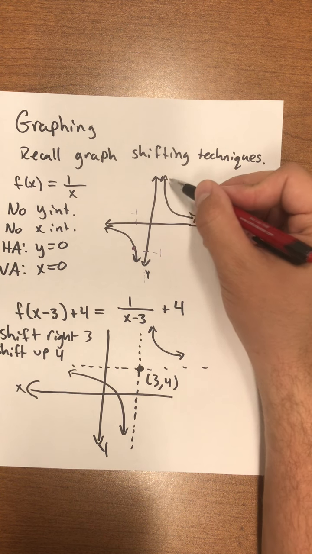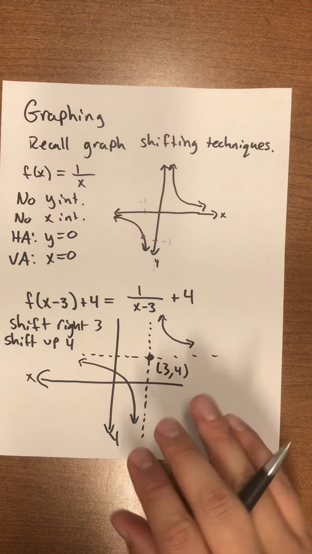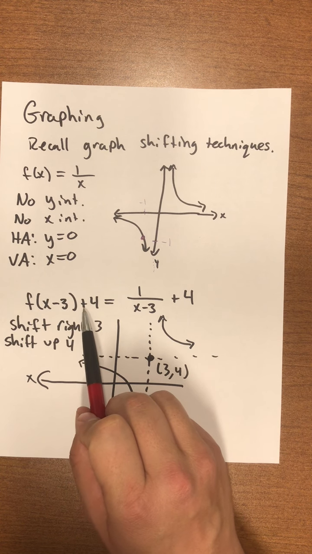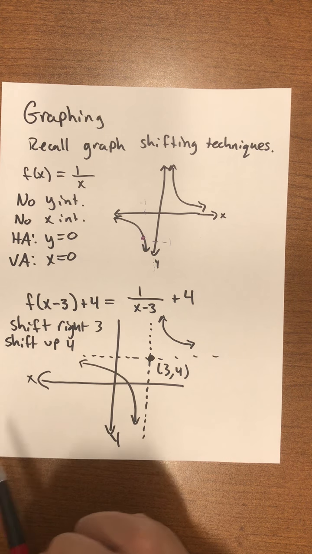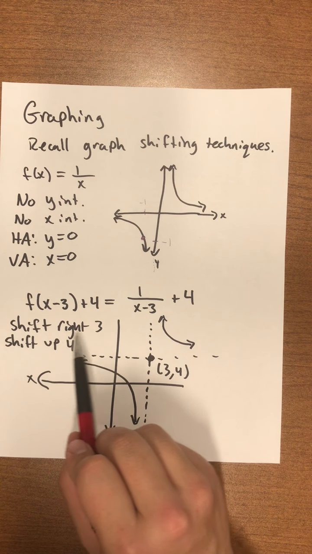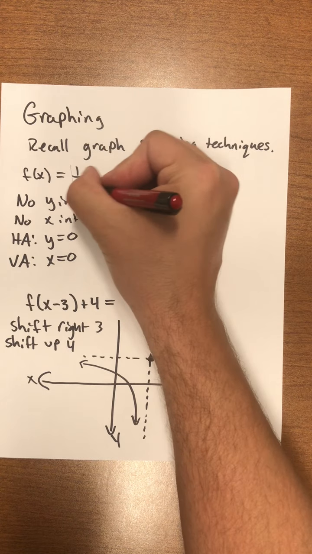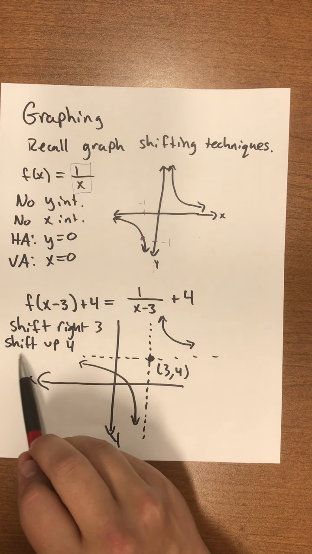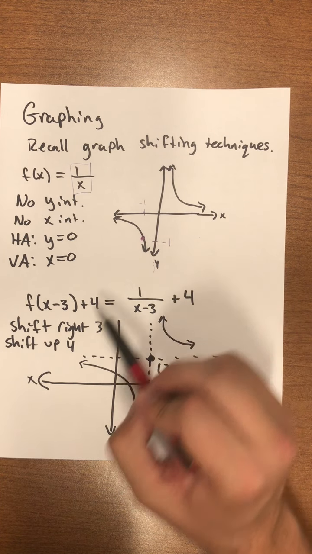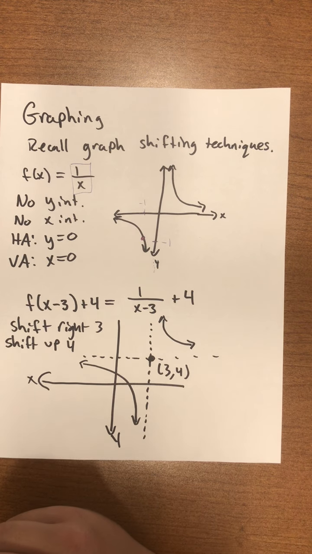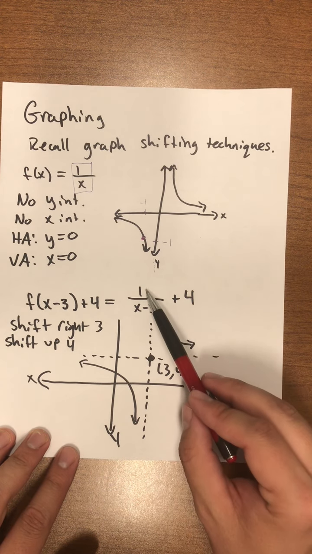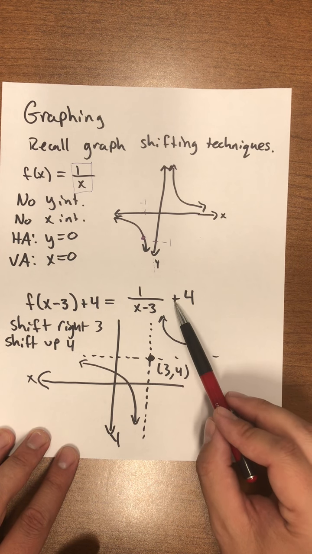Now, if we took that same function and I said f of x minus 3, where x minus 3 is inside the parentheses, and then a plus 4 on the outside of the parentheses, recall from graph shifting properties, that is a shift right of this original function, 1 over x, and it is a shift up. So this exact shape, this exact graph gets shifted right by 3 and up by 4. So what we've graphed here is 1 over x minus 3 and then plus 4.